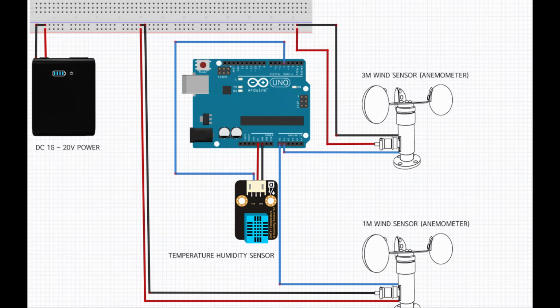To provide a 16 to 20 volt power to the wind speed sensor, connect the external power supply to the breadboard and connect this power source and ground to both anemometers.